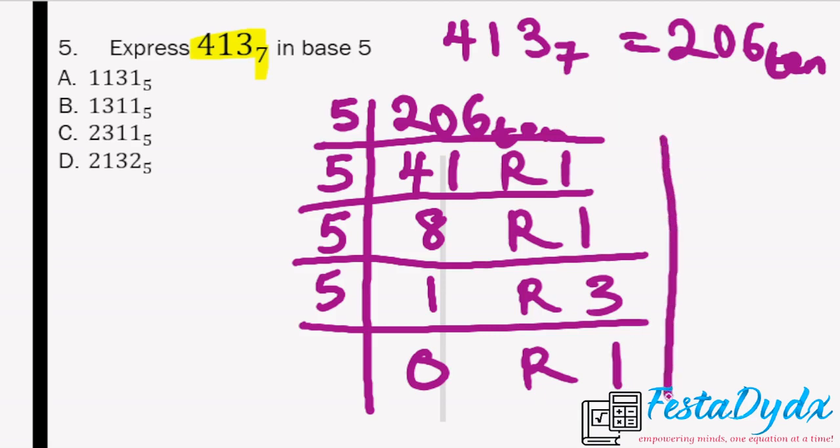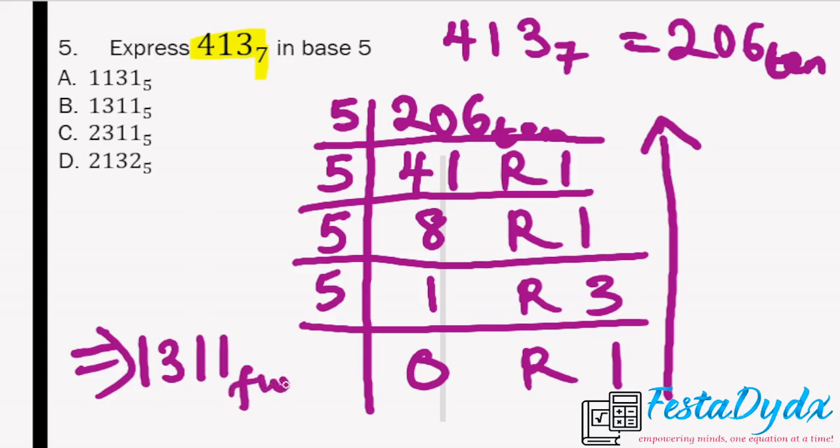Now, to collect our answer for number bases, we're going to be taking the answer from the bottom to the top. This is why I drew this arrow here. Now our answer is 1, 3, 1, 1. So the answer is 1, 3, 1, 1 base 5. Judging from the options, our answer is B. So the answer for question number 5 is B.